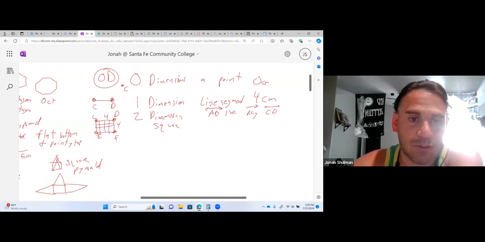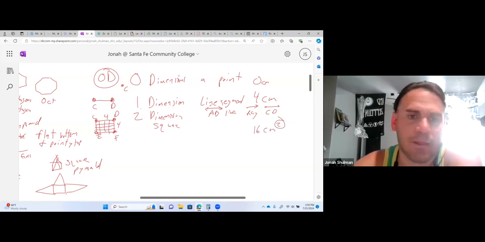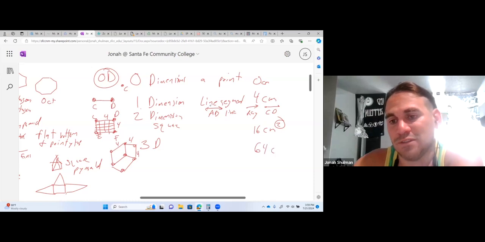If you were to count all these up, guess what? We'd have 16 boxes. So it's going to be 16 centimeters squared. We go to 3D. We're just building it out. I'm not the best at drawing in 3 dimensions, but here's my attempt at a cube. So there's the cube, and if it's 4 by 4 by 4, we know it's 64 centimeters cubed.